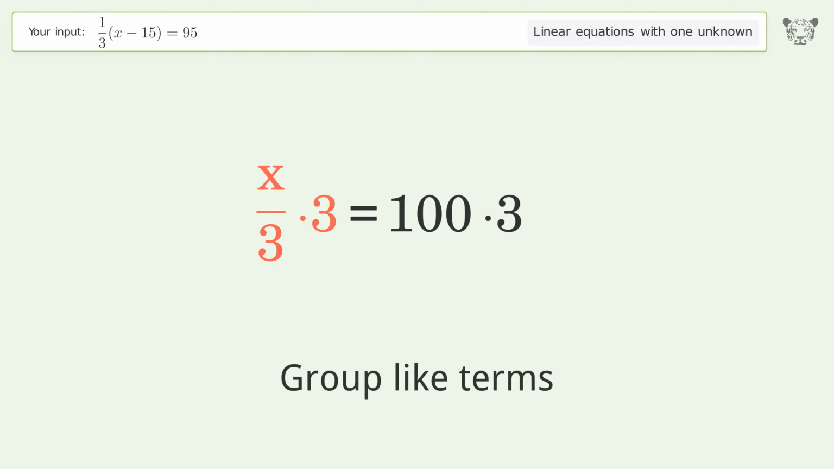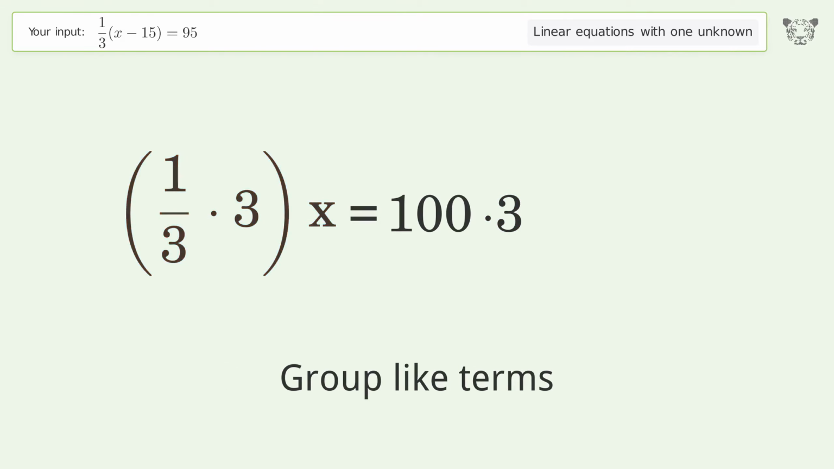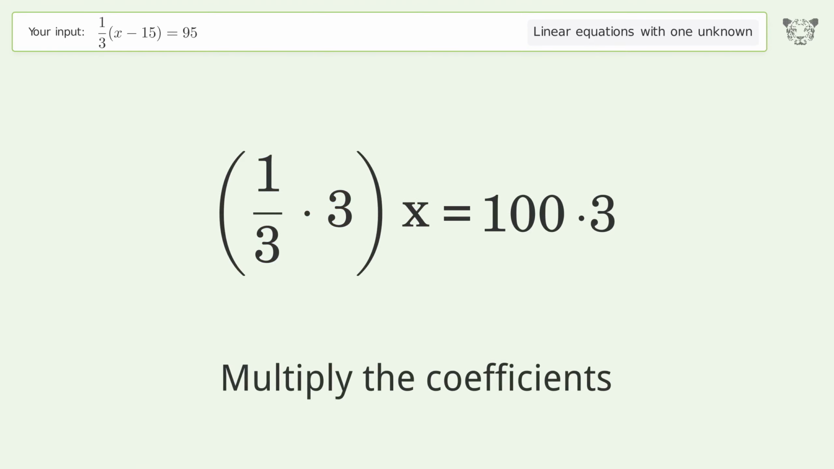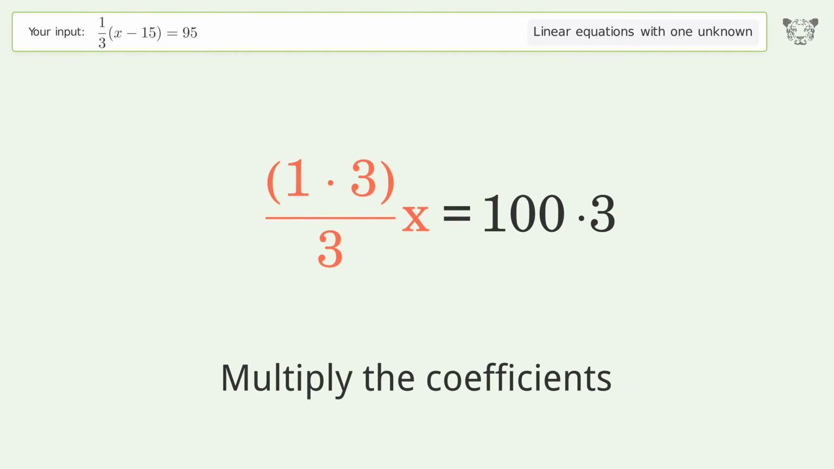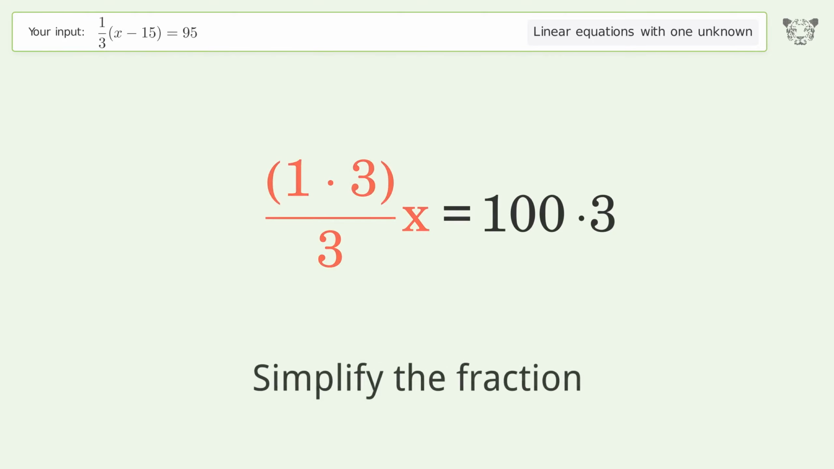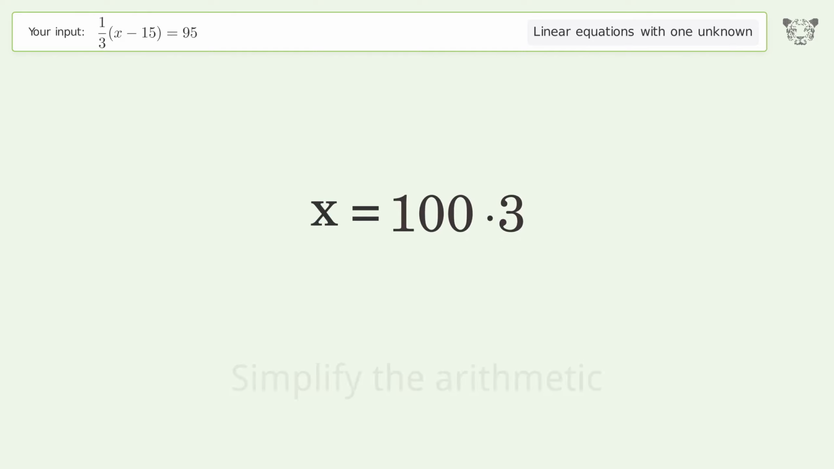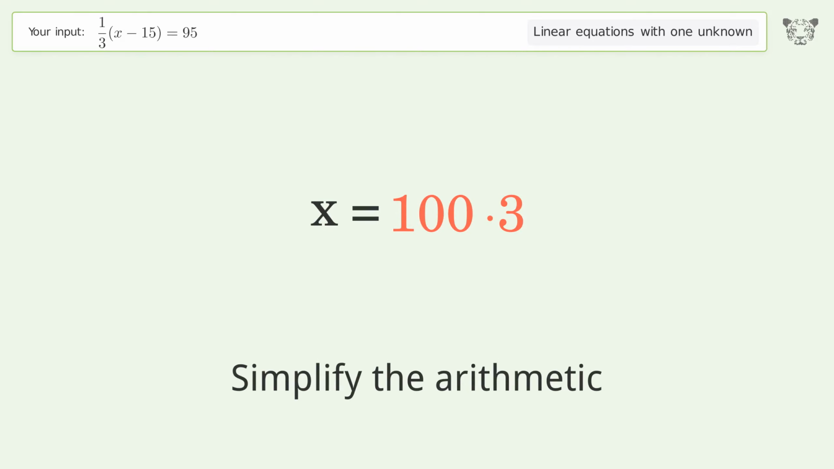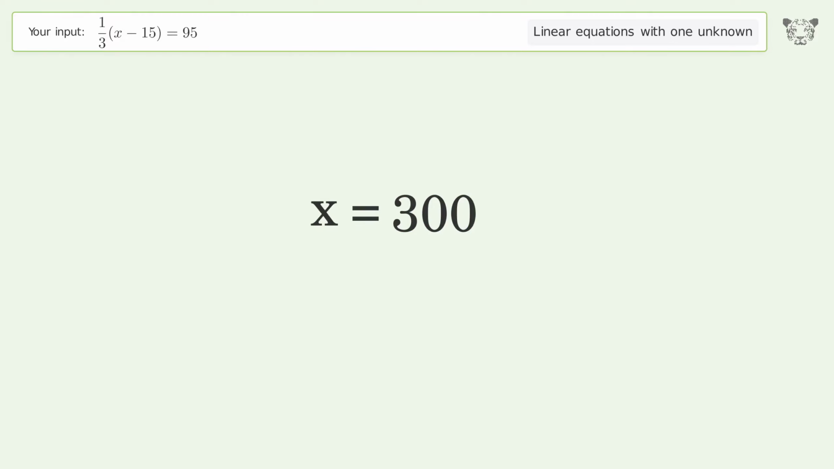Group like terms. Multiply the coefficients. Simplify the fraction. Simplify the arithmetic. And so the final result is x equals 300.